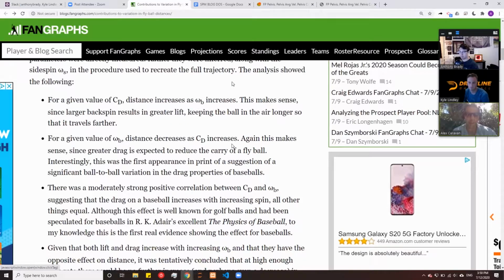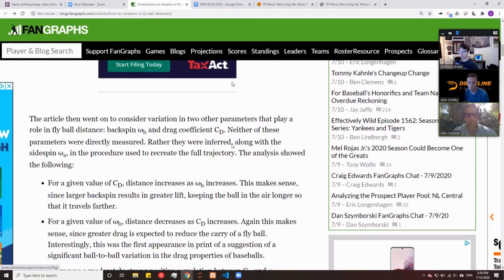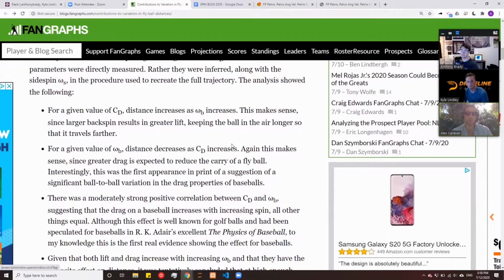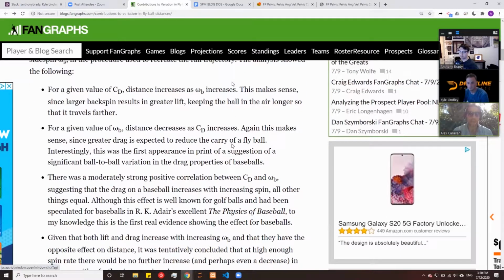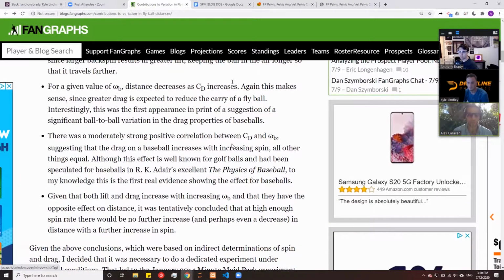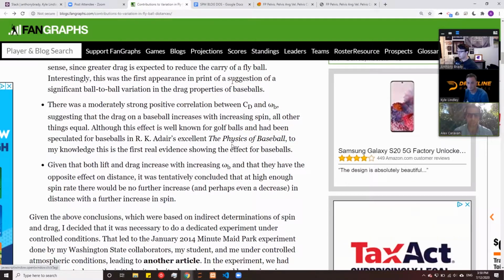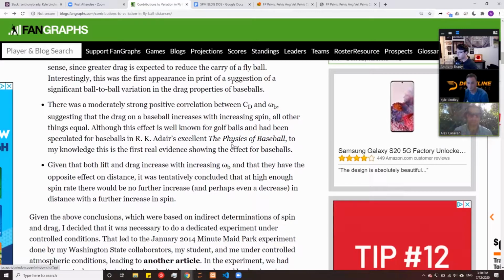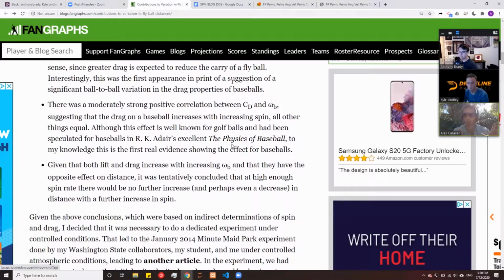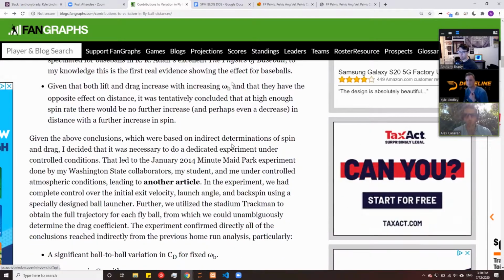A couple of basic things, again from past work of Al Nathan. As the backspin increased, the distance increased, so larger values of backspin led to more lift. Distance decreased as the drag increased, which is what I stated earlier. I buried the lead a little bit there. Also, there's still a relationship between the drag coefficient and backspin. The drag could increase with increasing spin, which is interesting. It has all these variables floating next to each other and makes the relationship a little bit unclear, so there's a little bit of uncertainty.